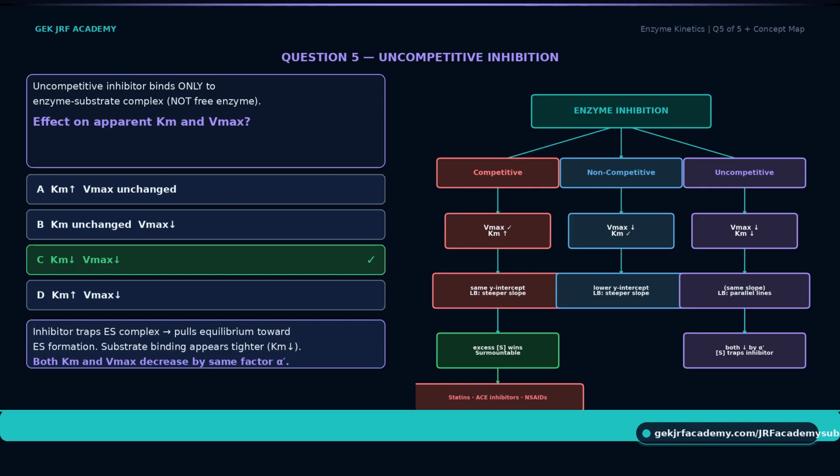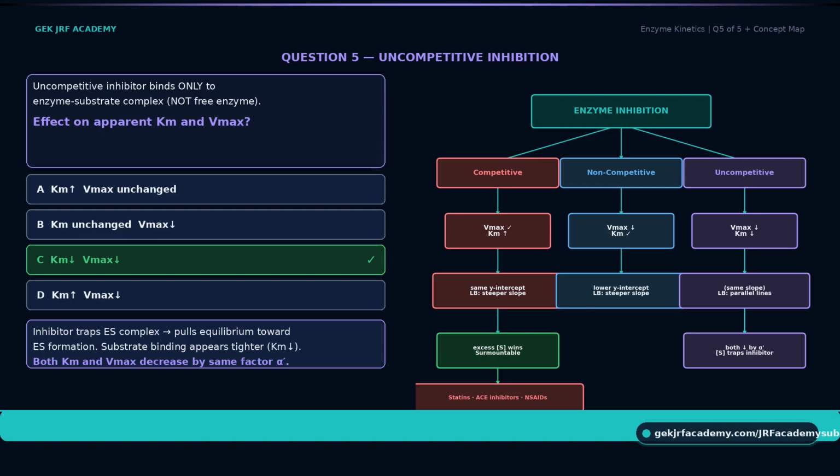An uncompetitive inhibitor binds only to the enzyme-substrate complex, not to free enzyme. Option A, Km increases, Vmax unchanged. Option B, Km unchanged, Vmax decreases. Option C, Km decreases, Vmax decreases. Option D, Km increases, Vmax decreases.